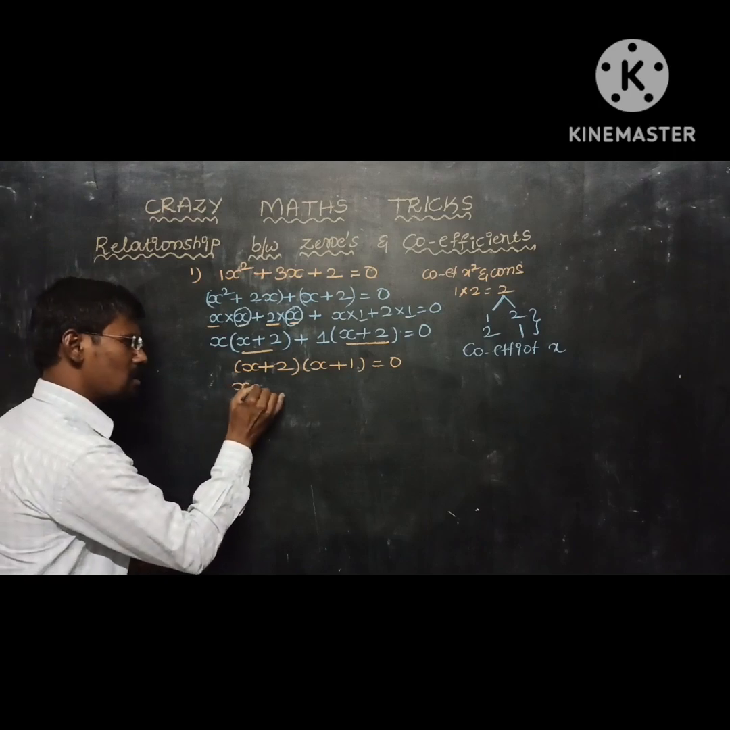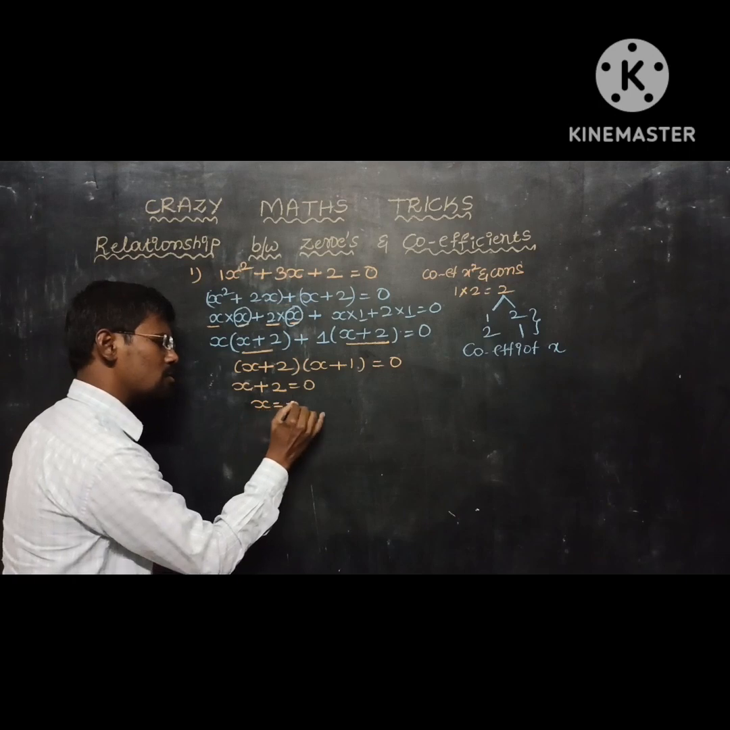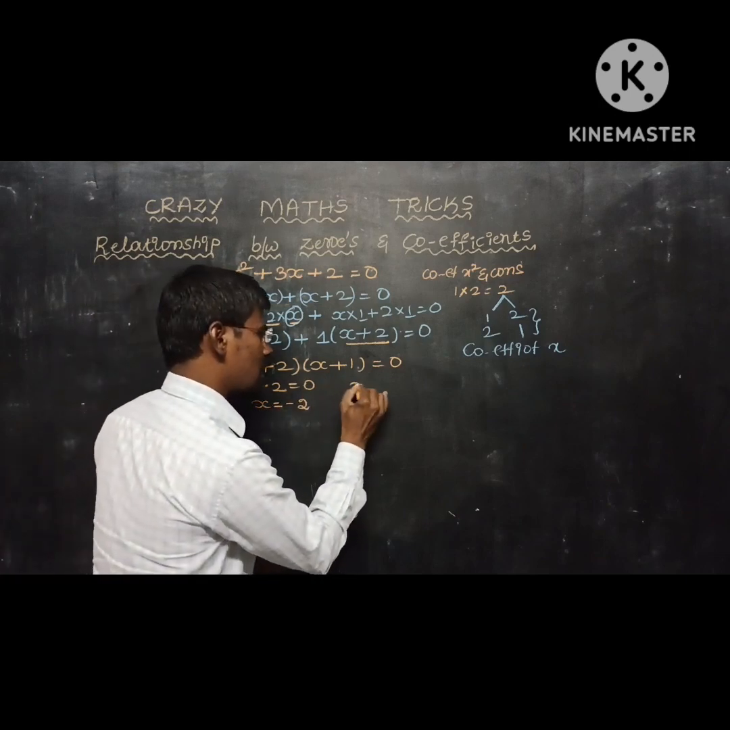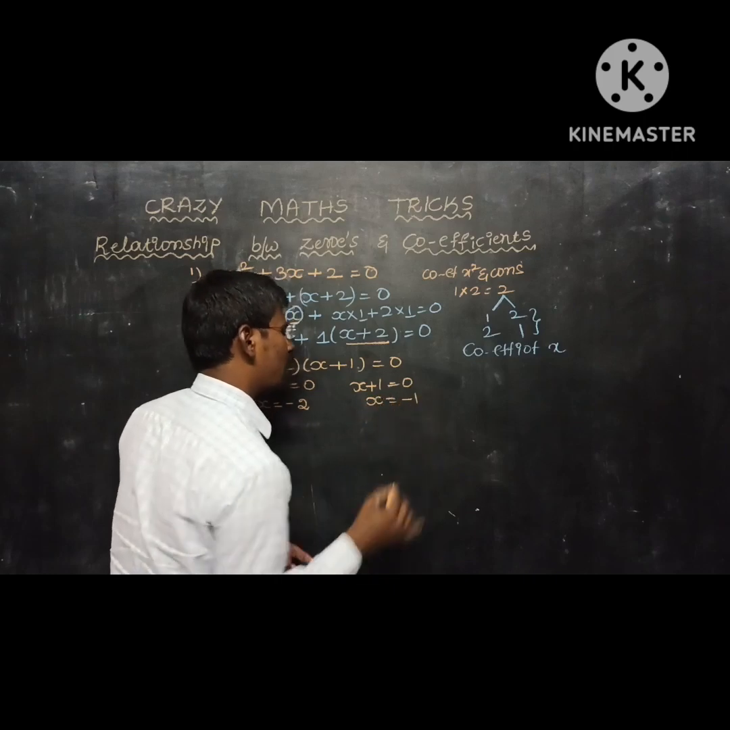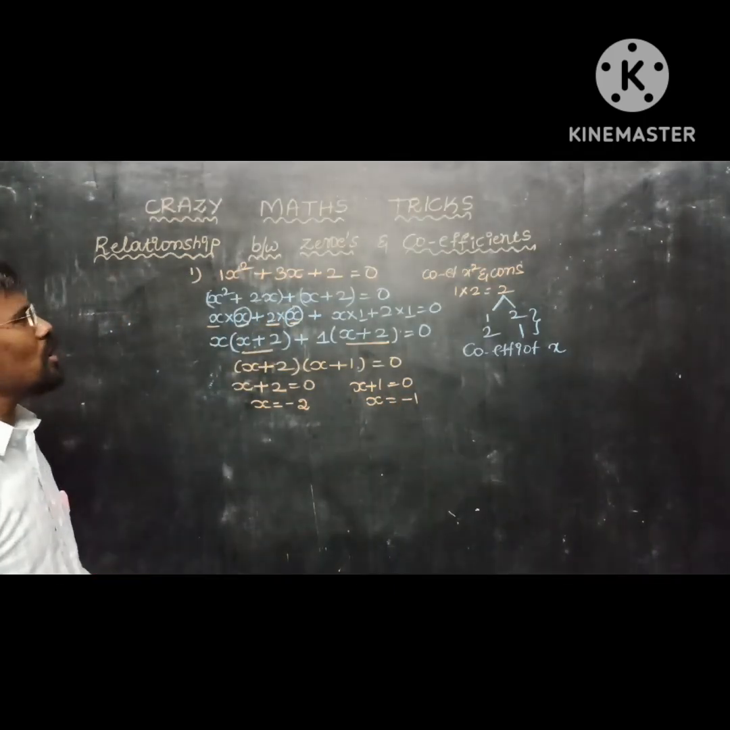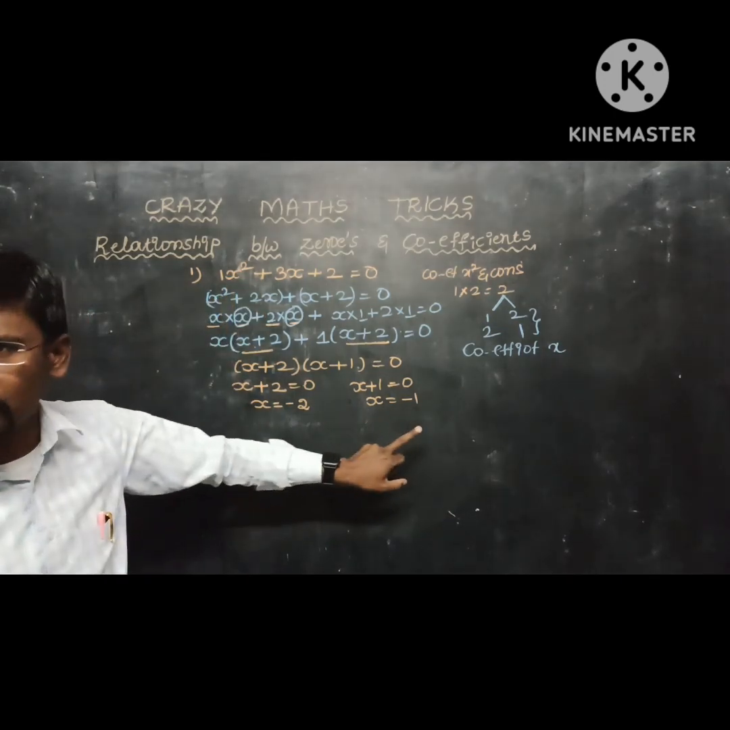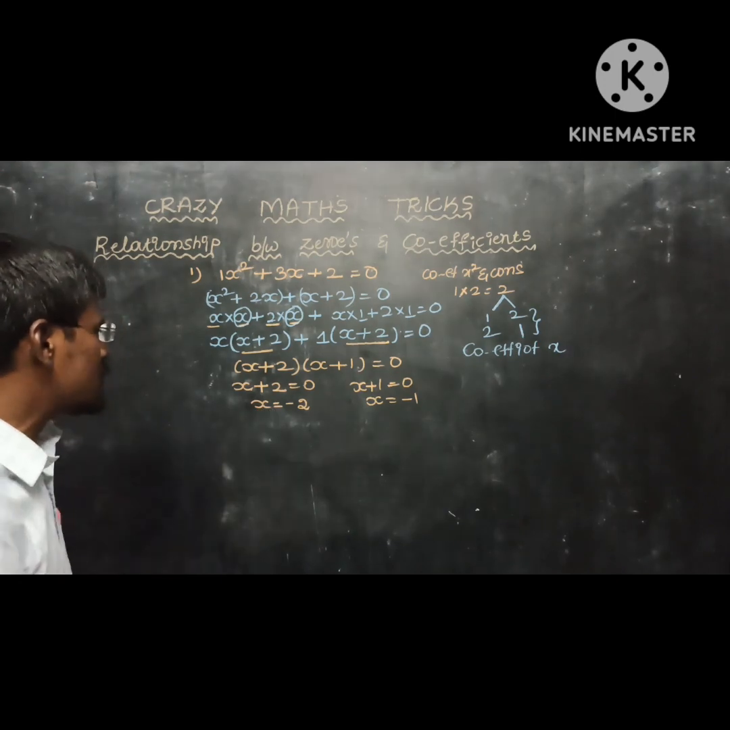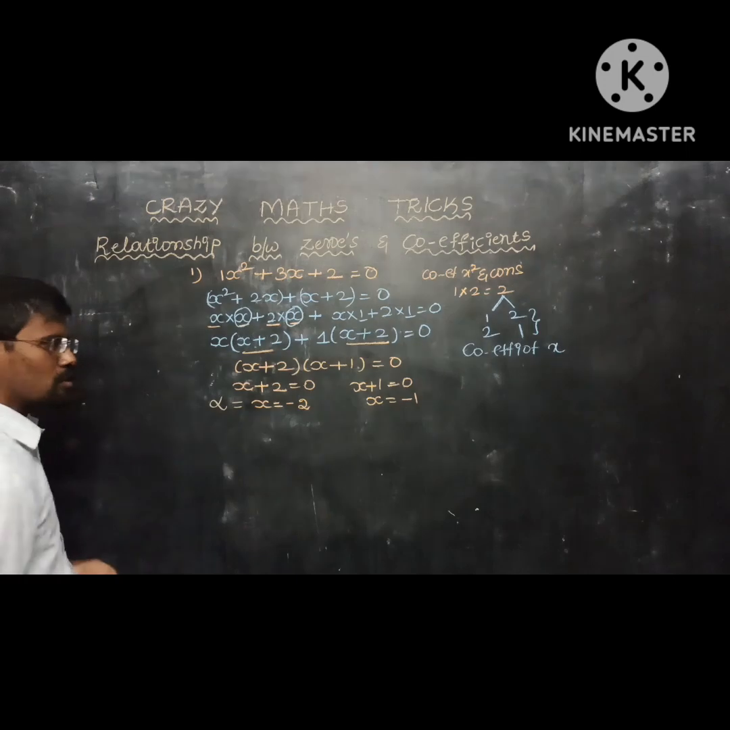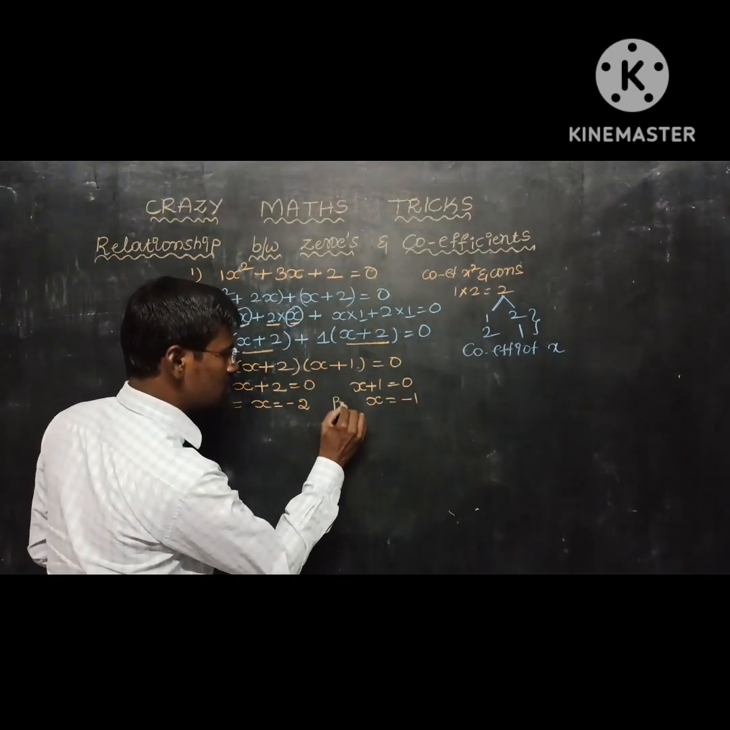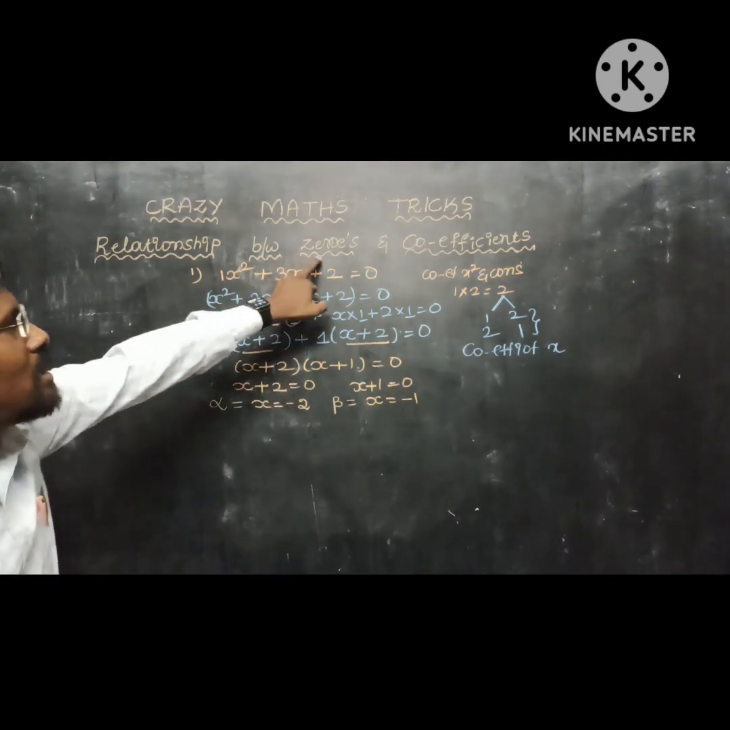Then we can say here x plus 2 equals 0. We got x equals minus 2. Then next x plus 1 equals 0. We got x equals minus 1. So every second degree polynomial can contain two zeros. We got two zeros. One is alpha equals x equals minus 2. Beta equals x equals minus 1. We just found only the zeros.